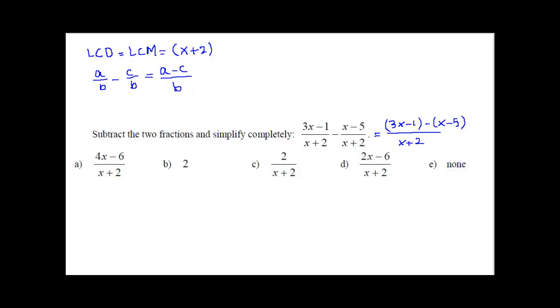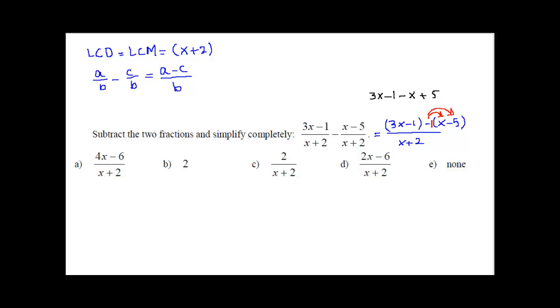Okay, Ryan, can you tell me what would be the next step now? To subtract the numerator. Next step would be to distribute, right? You have to distribute. Yes, distribute. This would be like a minus 1 here. So let's do that. At the top of the fraction, I get 3x minus 1 minus x plus 5.